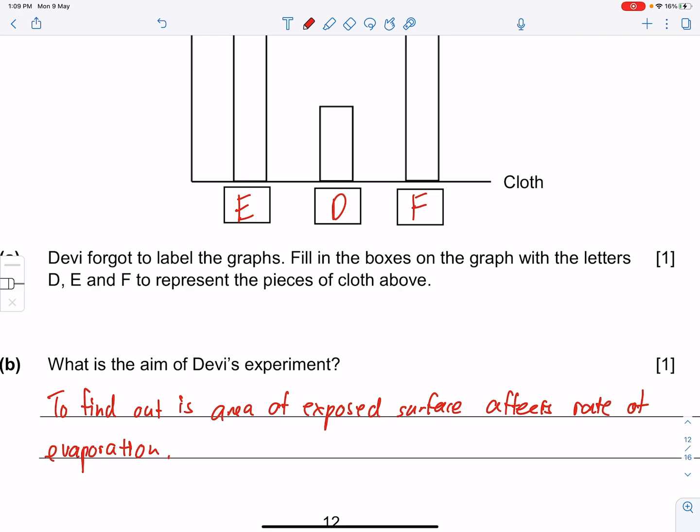So do you realize you cannot say things like, to find out if the number of times you folded the cloth will affect the time it takes to dry, or the amount of mass the cloth has at the end of the experiment. No, because those are proxies, meaning they are not what it's actually supposed to represent.